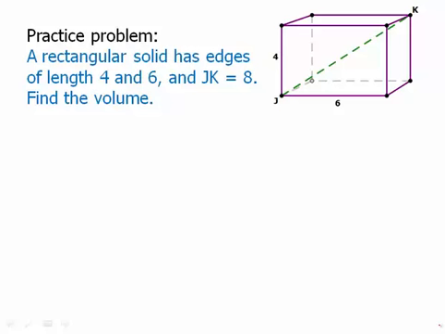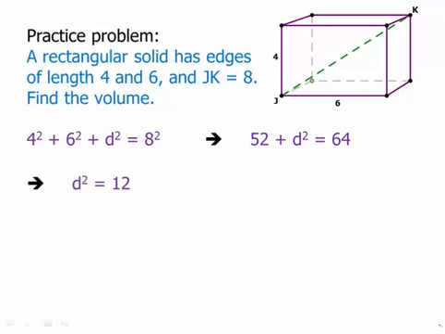So the first thing we need is to find that missing edge length. So call that D, the depth. We don't know that. 4 squared plus 6 squared plus D squared equals 8 squared. And so 4 squared plus 6 squared, that adds up to 52, plus D squared equals 64. D squared equals 12. Take a square root, D equals the square root of 12. We can simplify that to 2 root 3.